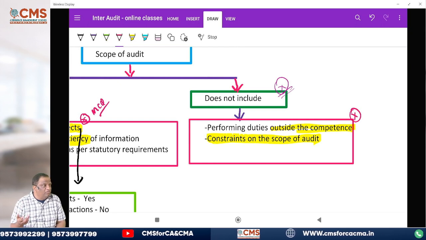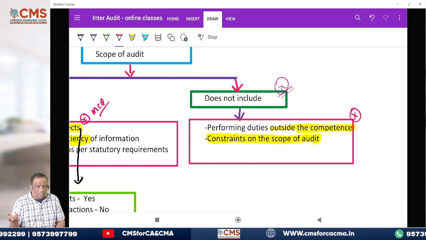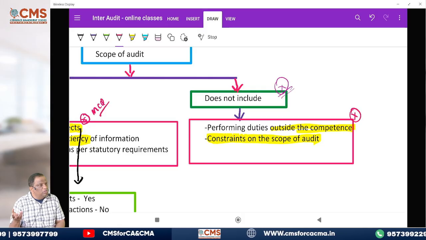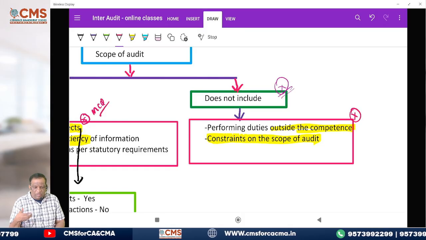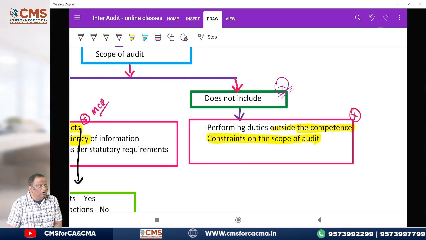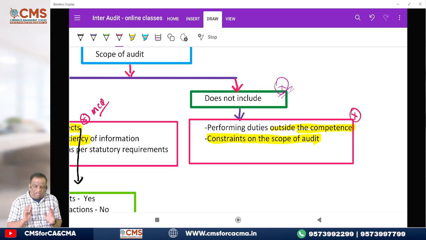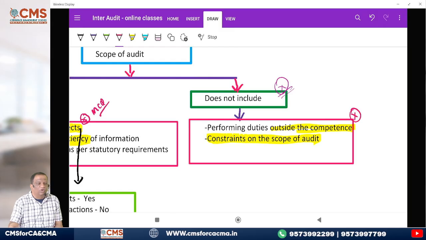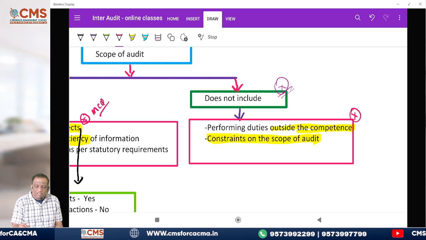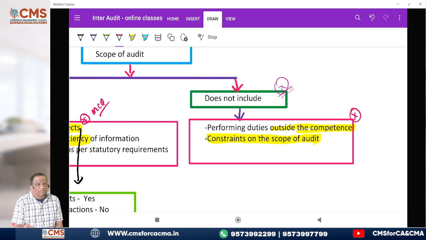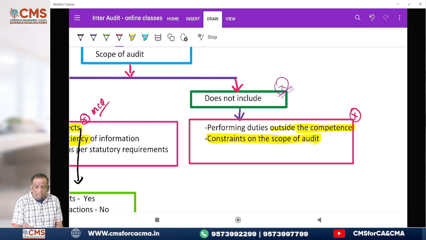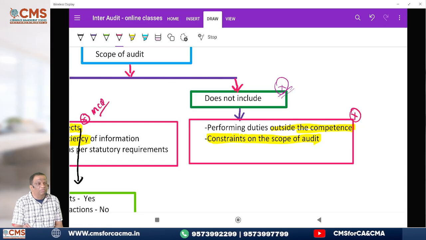Is it really worth 5 crore? How is the structure? Is it pillar based, what kind of concrete is used, what kind of technology is used, what is the soil testing? All that I can't do. If they are buying it for 5 crore, I assume it to be 5 crore. So what the audit does not include is all the duties which are outside the competence, and whenever there are any constraints on the scope of audit, then you will not be able to perform it.